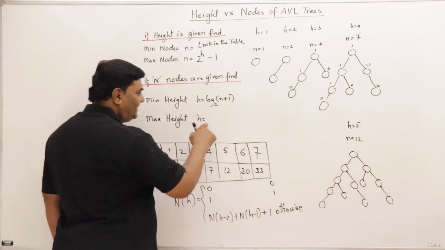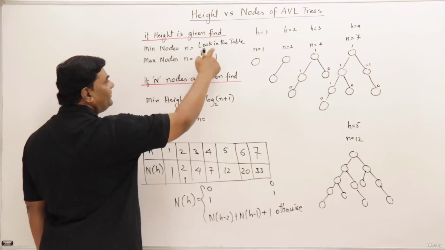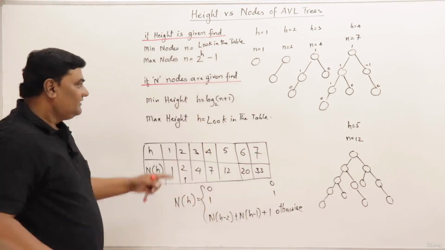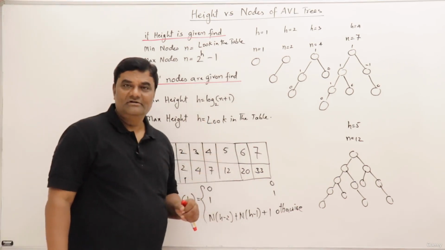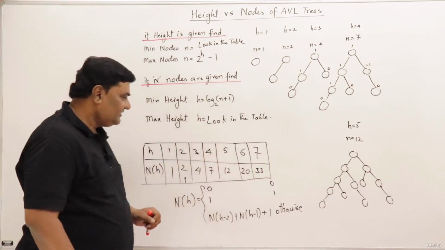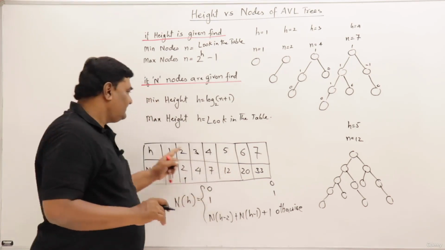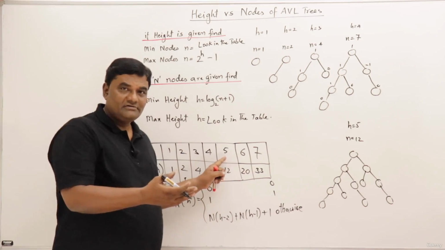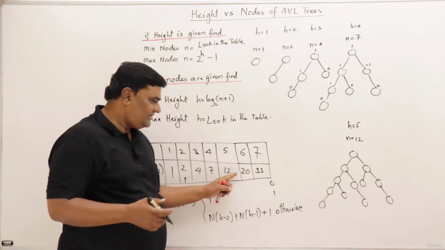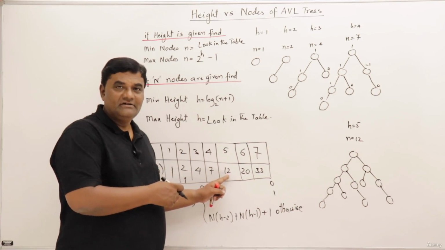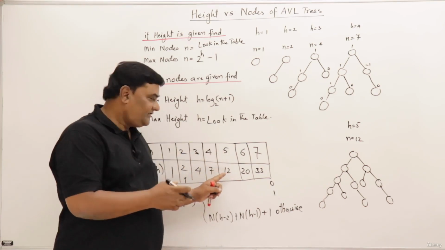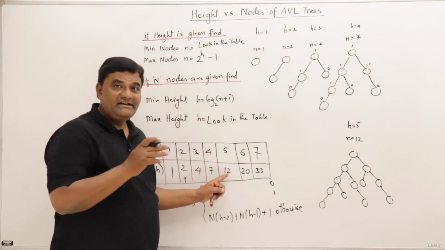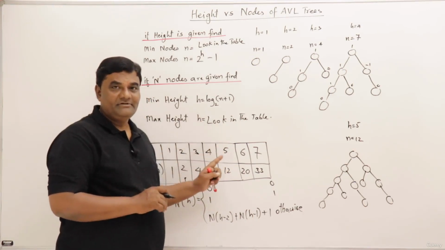Then what about maximum height? This comes from the minimum nodes formula. There it is, look on the table. So here also look in the table. How? Let me give an example. If I have 12 nodes, then what is the maximum height? 5. If I have 13 nodes, 13 is less than 20, so here only. 13 nodes also 5. 15 nodes, 5 only. 19 nodes, height is 5 maximum.